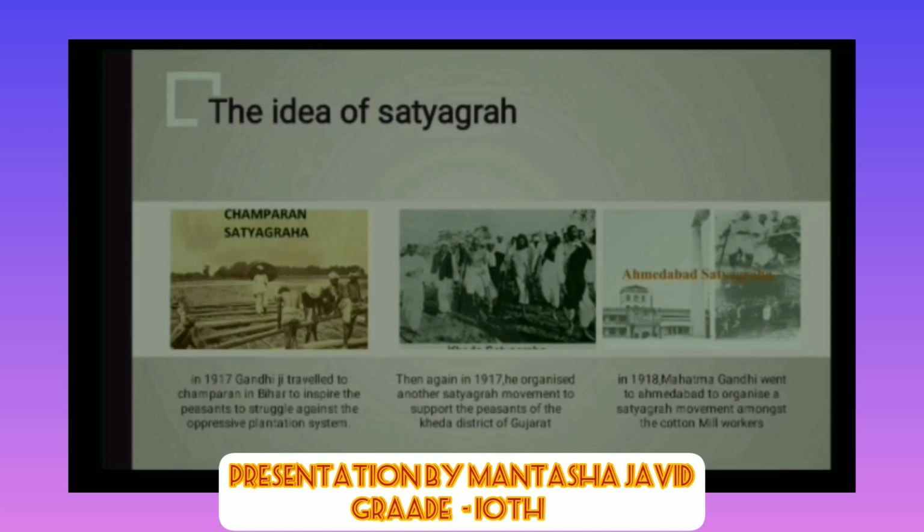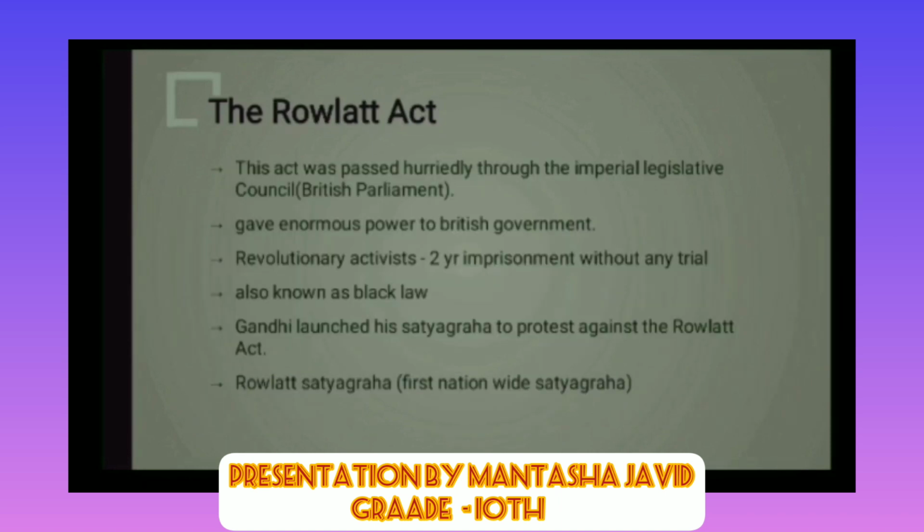The other movement which he started in India was again in 1917 in the Kheda district of Gujarat, where peasants were affected by crop failure and, due to this, were unable to pay the revenue. And the third movement which he started in India was in 1918 in Ahmedabad, Gujarat. There the workers were demanding more wages. He was successful in all three Satyagraha movements which he started in India. It aggrieved the British, and in return they introduced the Rowlatt Act.